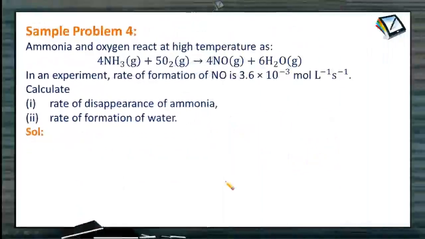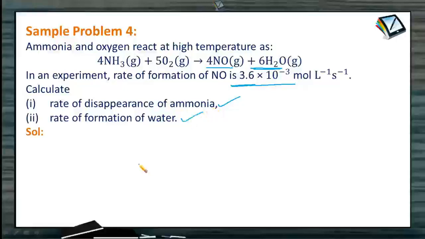This is the fourth problem. Ammonia and oxygen react at high temperature as given in the equation in order to form nitric oxide and water. And in a particular experiment, the rate of formation of NO is found to be 3.6 into 10 power minus 3 mole liter inverse second inverse. And we need to calculate the rate of disappearance of ammonia and rate of formation of water.